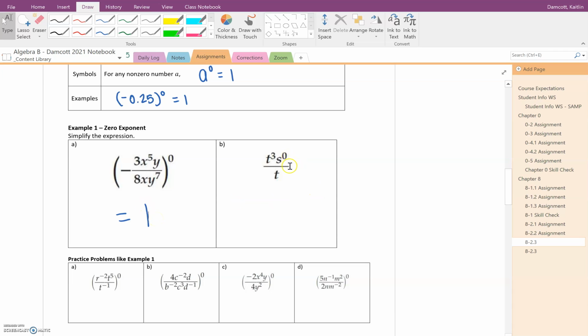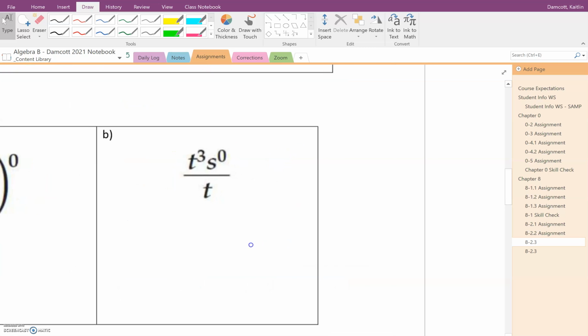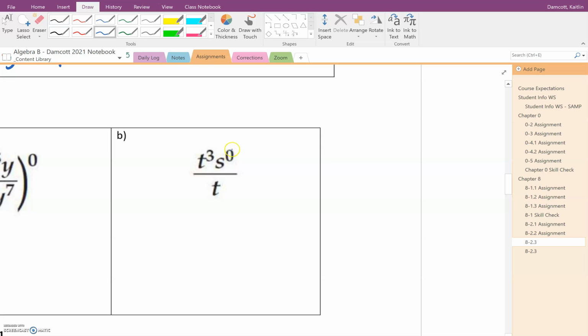Now in this next example, it's a little bit more tricky for the fact that we're not taking this whole thing and raising it to the 0. We're just raising the s to the 0. So what this does is it just takes this, and that part is equal to 1. So you've got t to the 3rd power times 1 over t. So basically, this is kind of just canceling out. It's disappearing because t to the 3rd times 1 is just t to the 3rd.